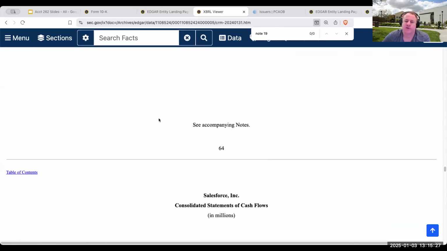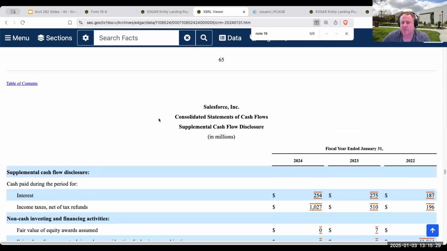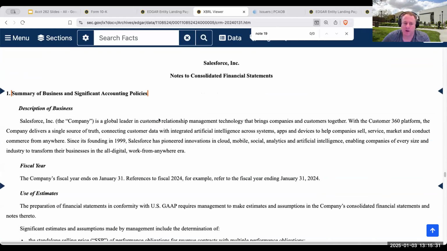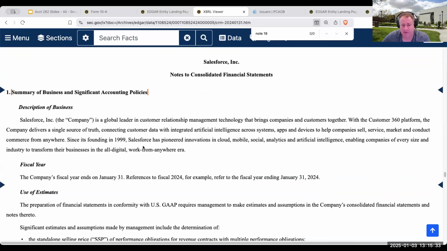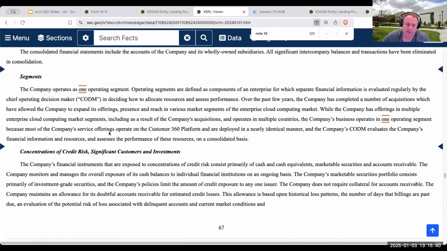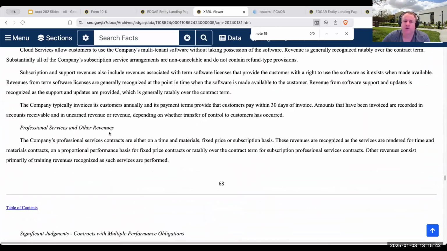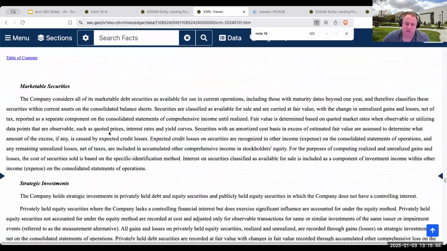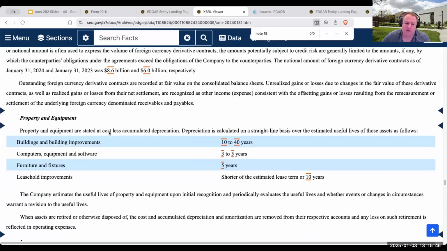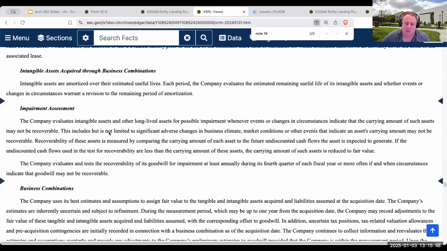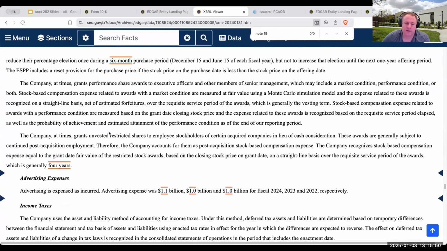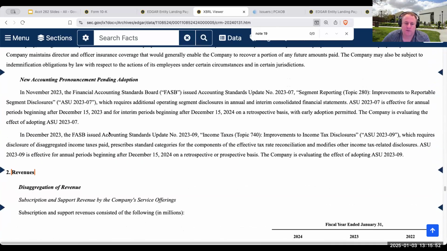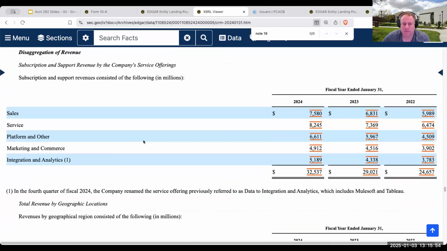Now, one of the things is in accounting, we oftentimes don't really focus on the footnotes to the financial statements, which are just as important as the financial statements themselves. But over here, you see their summary of significant accounting policies. And then note 2 is going to be significant accounting policies, talking about revenues.